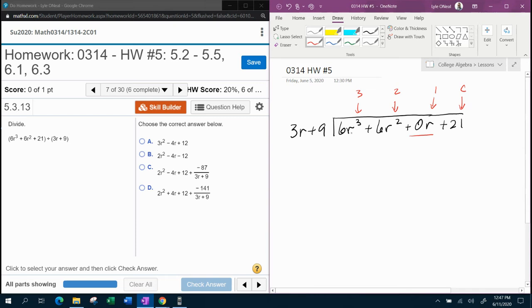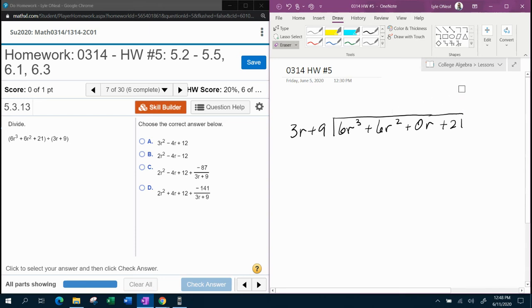Okay, so if this would have been r to the 4th, I would have to have r to the 4, 3, 2, 1, and constant. Every power of the variable has to be represented in the dividend. I don't think I can say it any clearer than that.